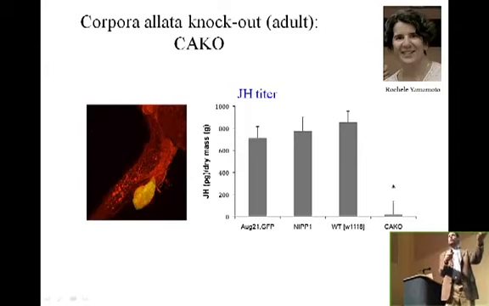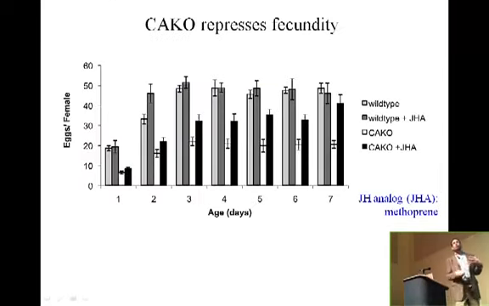So we get viable adults, and then we get rid of the corpora allata, and as you can see right here, the juvenile hormone levels go way down relative to all the controls. So now we have a juvenile hormone reduction fly. We're not trying to add JH, we're trying to take it away. And this works very nicely.